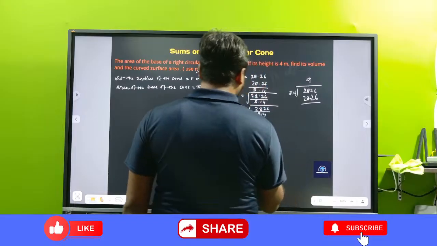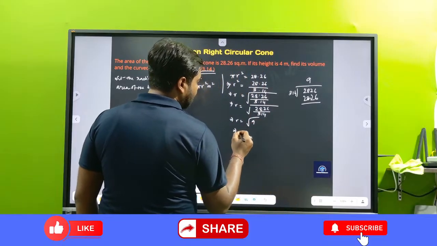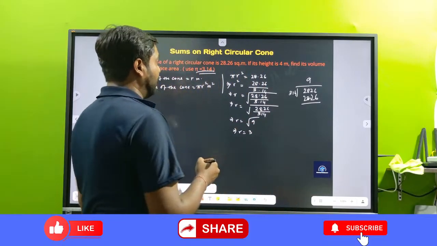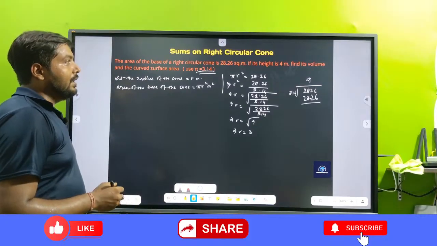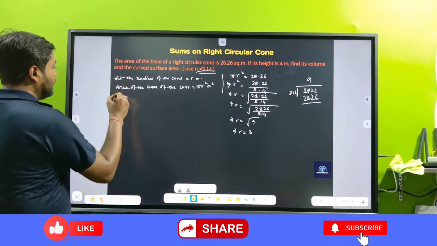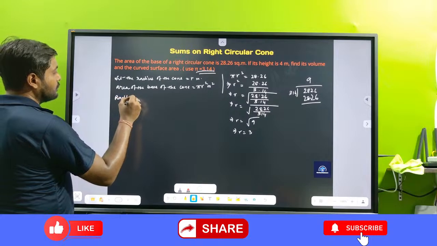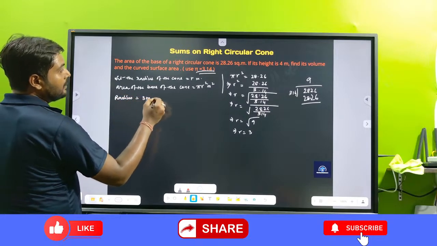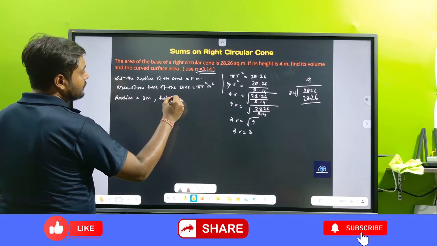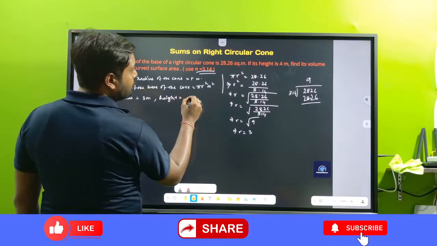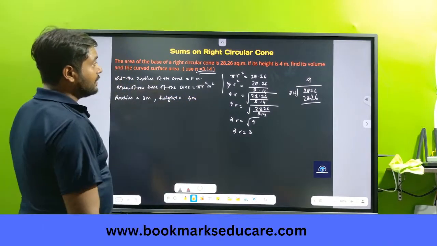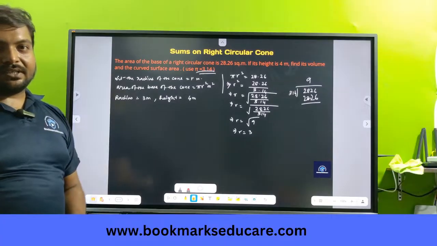So this will be 9. Square root of 9 and radius is 3. So radius of the cone is 3 meter. And the height, so radius equals to 3 meter, height equals to 4 meter, but the slant height is not given.